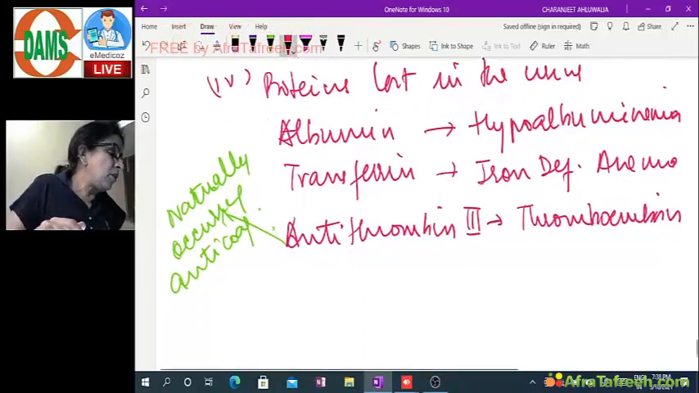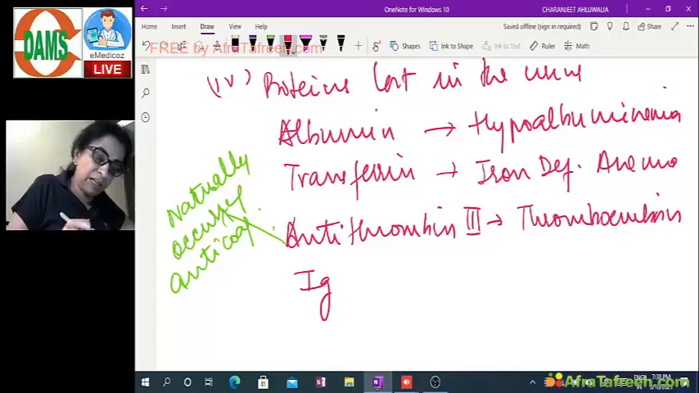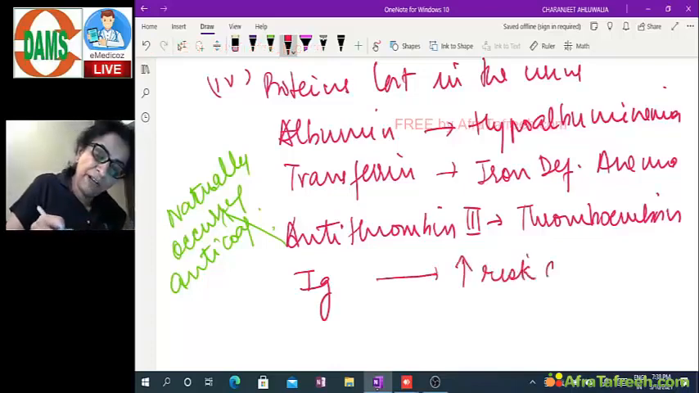And fourth, antibodies are also lost in the urine. So immunoglobulins are also lost in the urine, and loss of immunoglobulins leads to increased risk of infections.